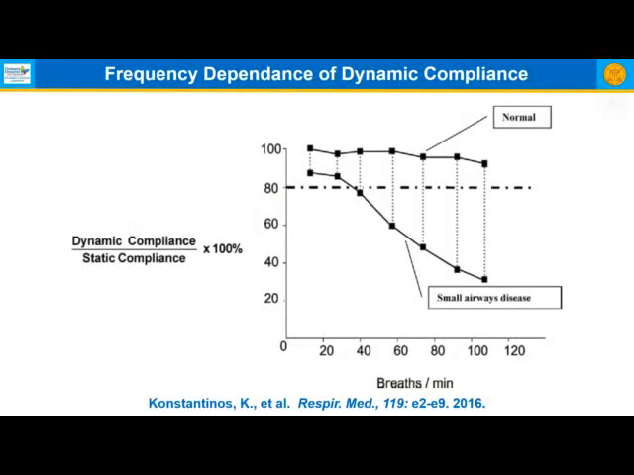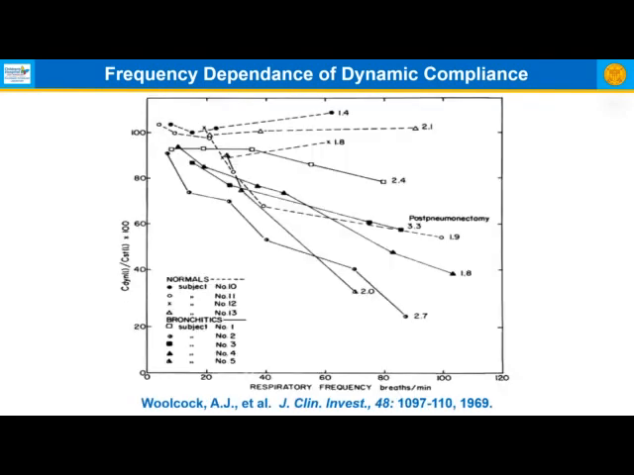So here's what you're doing. Here we have a normal individual. Here's compliance at increasing frequencies, and you can see there's no change. Here's an individual with small airway disease, and as this person increases frequency, you can see that compliance falls. So this is frequency dependence of dynamic compliance.